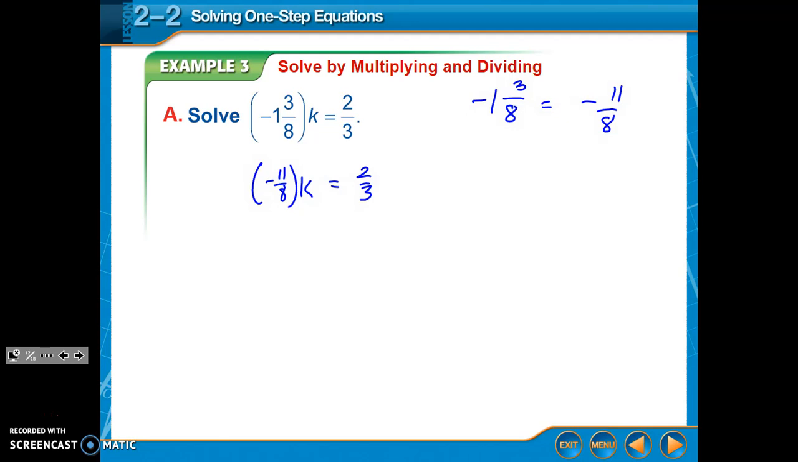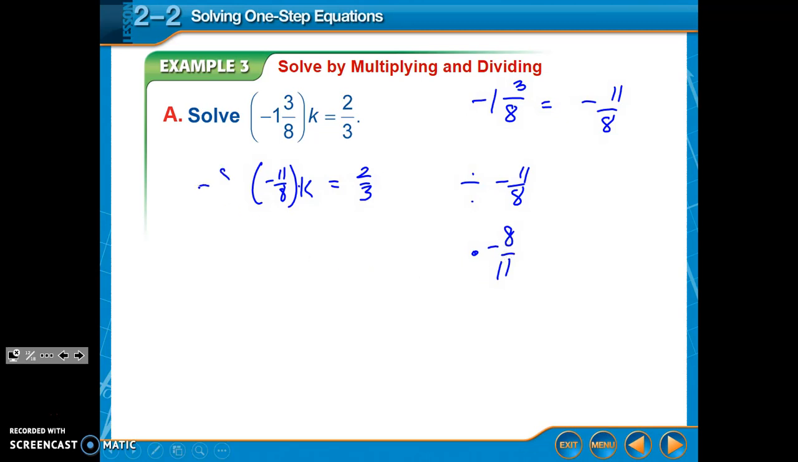Okay, now when I have fractions, the easiest way to get rid of the thing in front of the k, remember this is like multiplying, right? There's an invisible dot there. You can imagine this being multiplied. So the opposite of multiplication is division. And if I want to divide by negative 11 over 8, remember dividing by a fraction is the same thing as multiplying by its reciprocal. So I can think of multiplying both sides of the equation by negative 8 over 11.